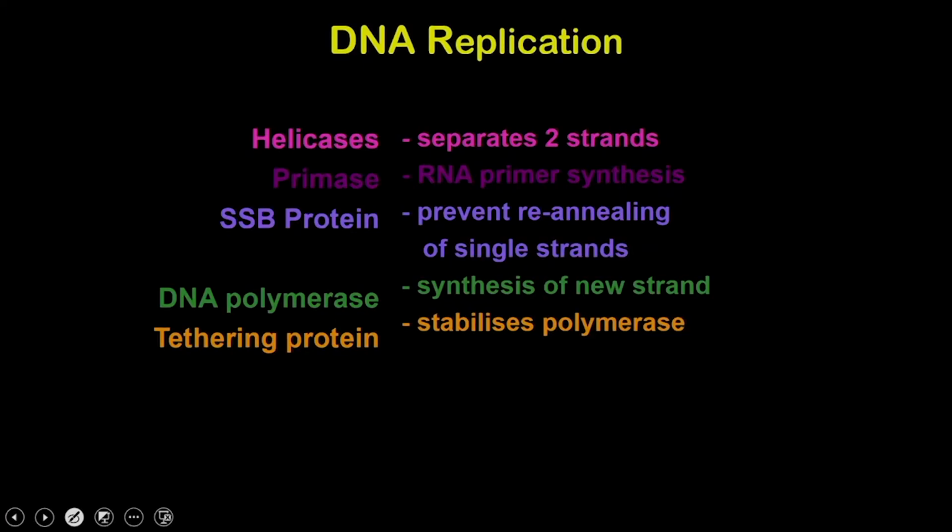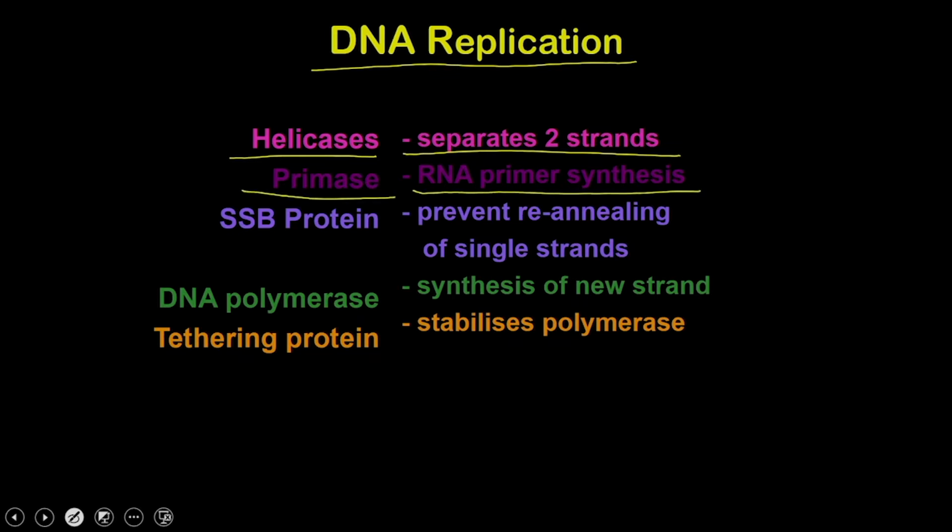There are different enzymes involved in the DNA replication process. You require the helicases, which are going to separate the two different strands. Then you require the primase, which is actually an RNA polymerase, so it is going to be required for the synthesis of the RNA primers. Then you require the single stranded DNA proteins.